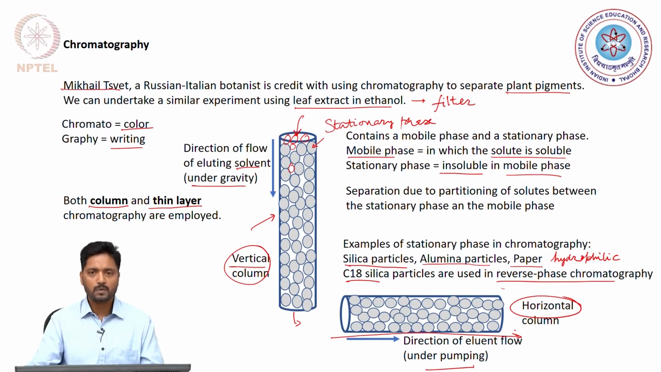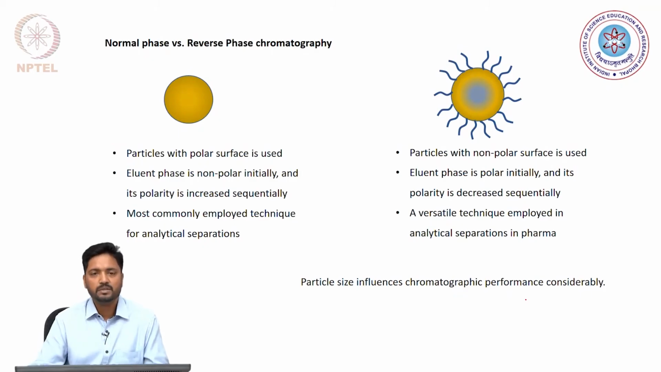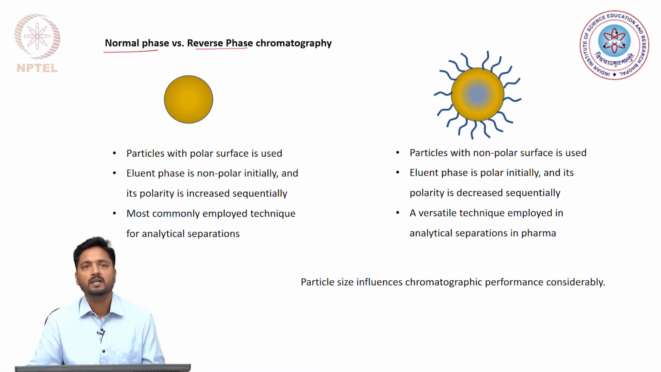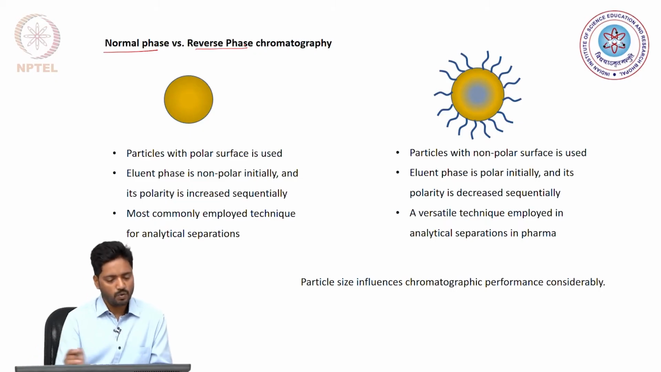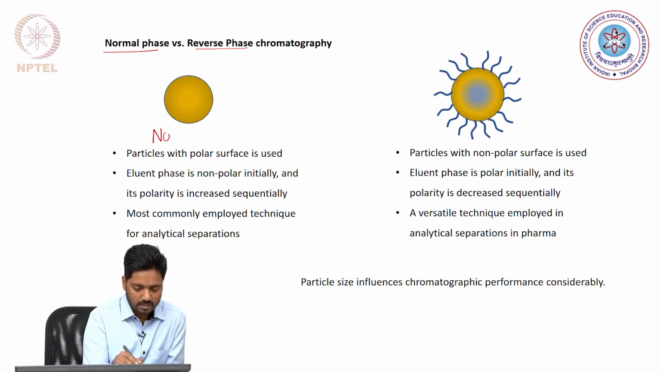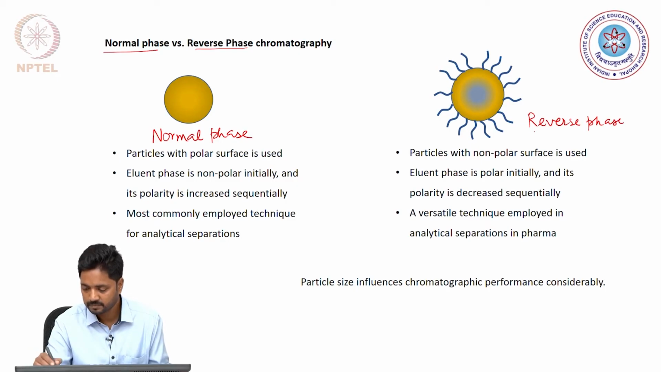So, chromatography can also be segregated into what is known as normal phase chromatography versus reverse phase chromatography, and let us try to understand what the differences in the stationary phase are in these two cases. So, in normal phase chromatography, which is described here, and here we are talking about the reverse phase chromatography.